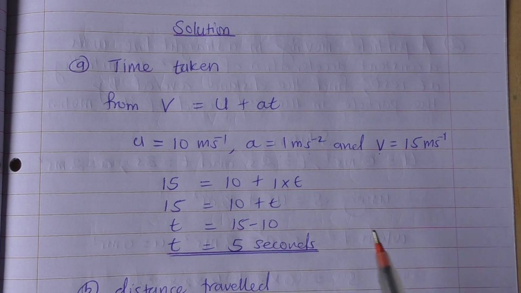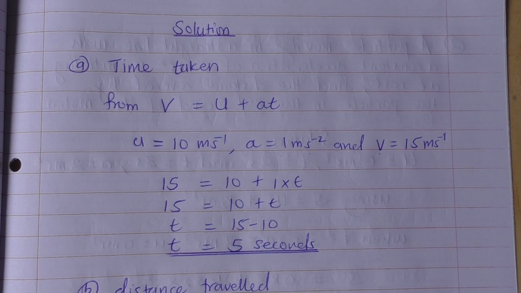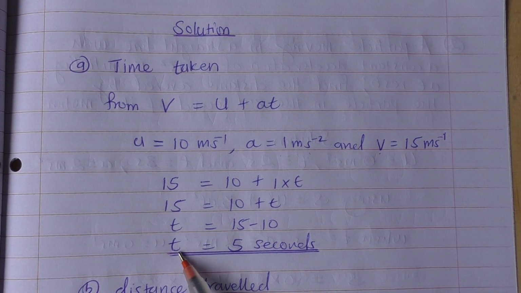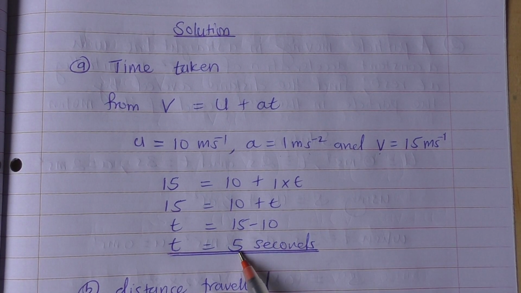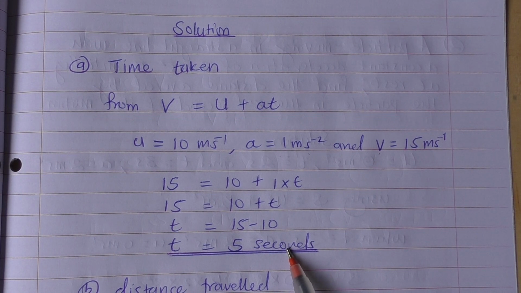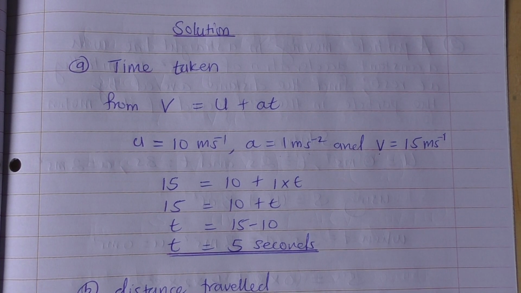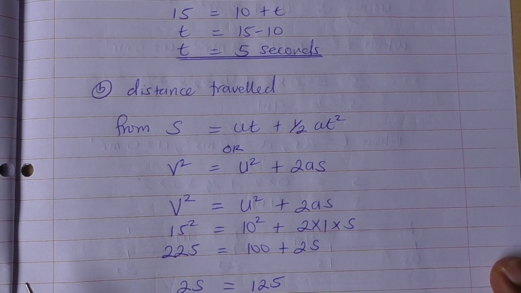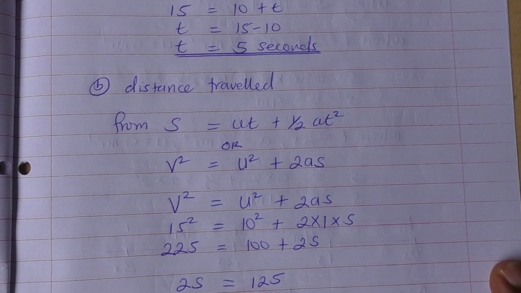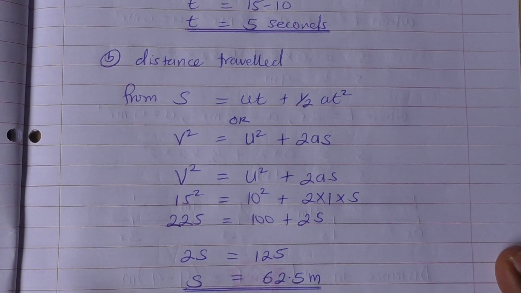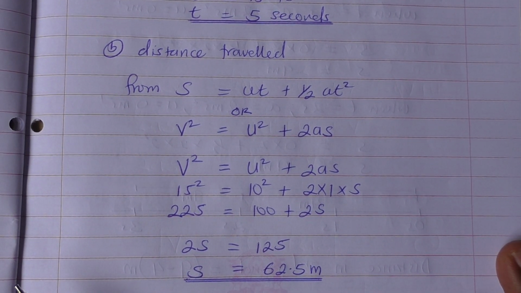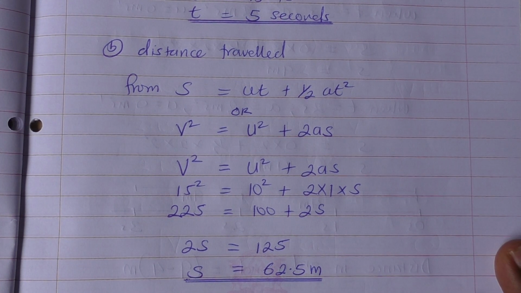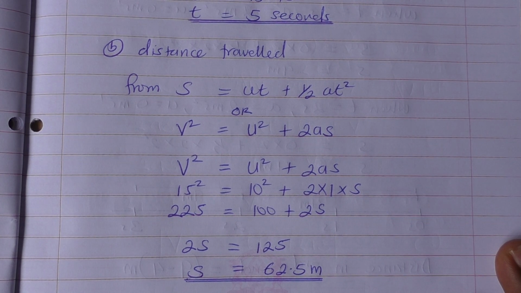When we substitute and evaluate, we come up with t as 5 seconds. That is how we shall find the time taken. Then we come to the distance traveled. If we look at all the three equations, distance can be calculated using the second equation or the third equation.